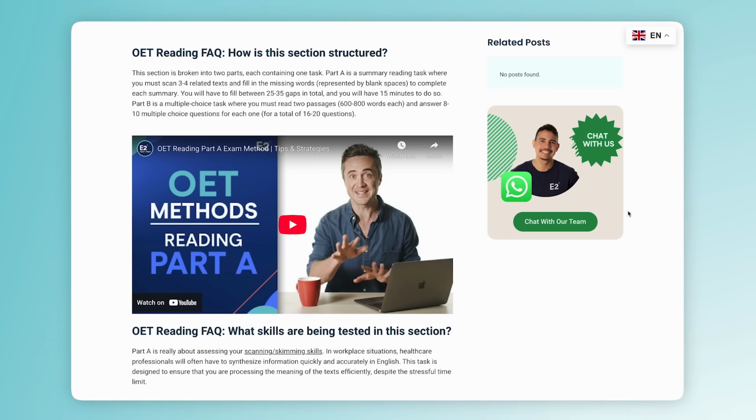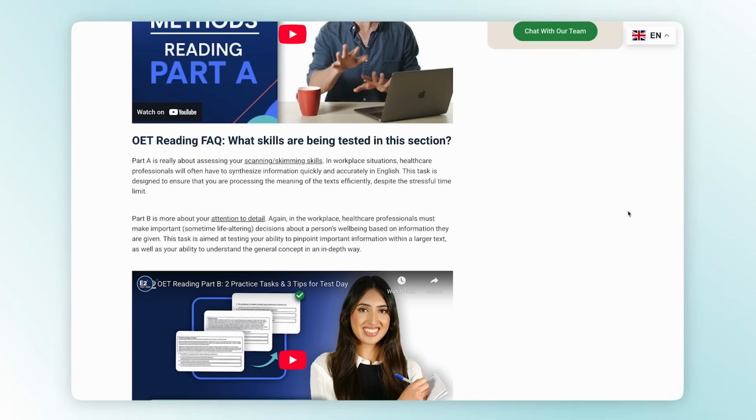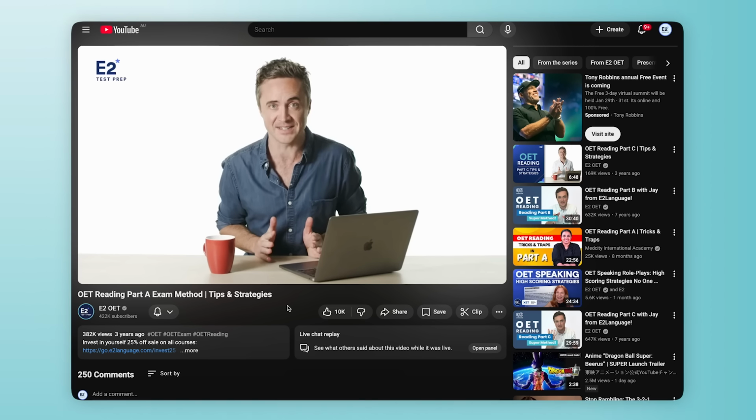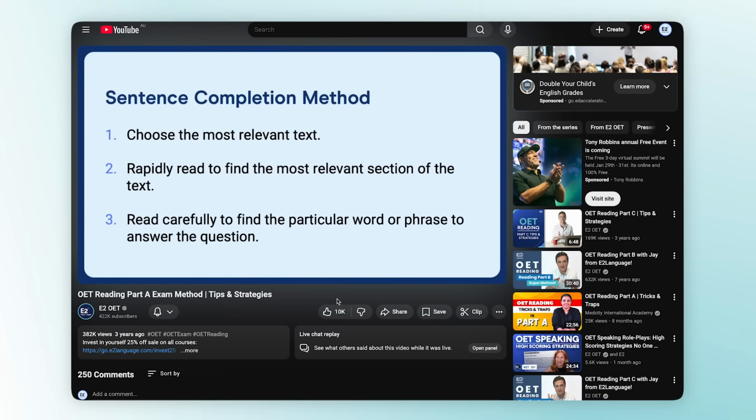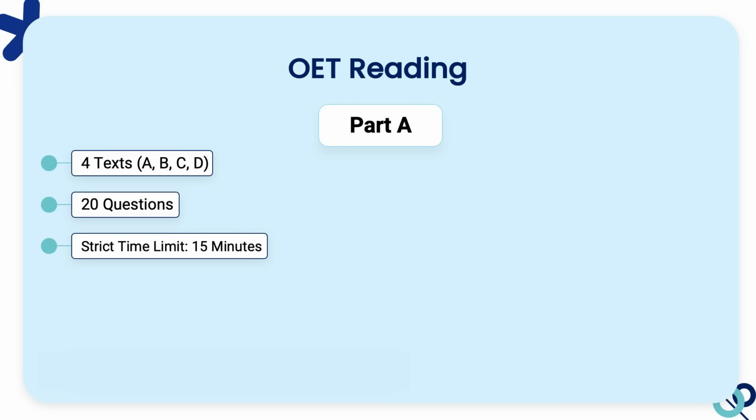Part A tests your ability to skim and scan. For tips on skimming and scanning, read OET Reading FAQs or watch OET Reading Part A Exam Method Tips and Strategies. Both of these are linked in the notes below. You'll be given 4 short texts on a single healthcare topic, and you must answer 20 questions in just 15 minutes. Let's talk about some strategies.